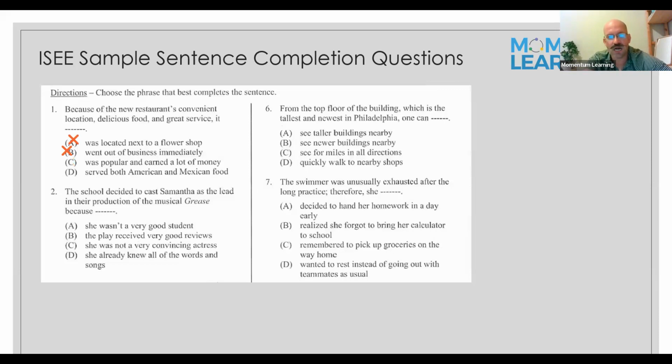Good. Let's look at number 7. The swimmer was usually exhausted after the long practice. Therefore, she, okay. So our key word there is, is there a word in that sentence that you think they want you to recognize in that sentence where you're focusing on the meaning of that?